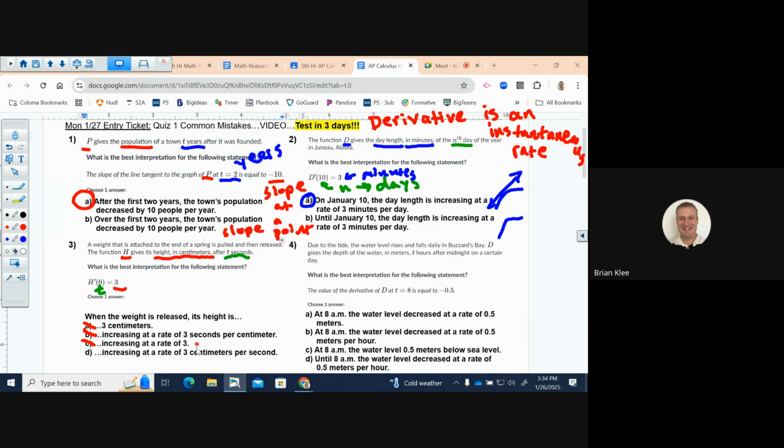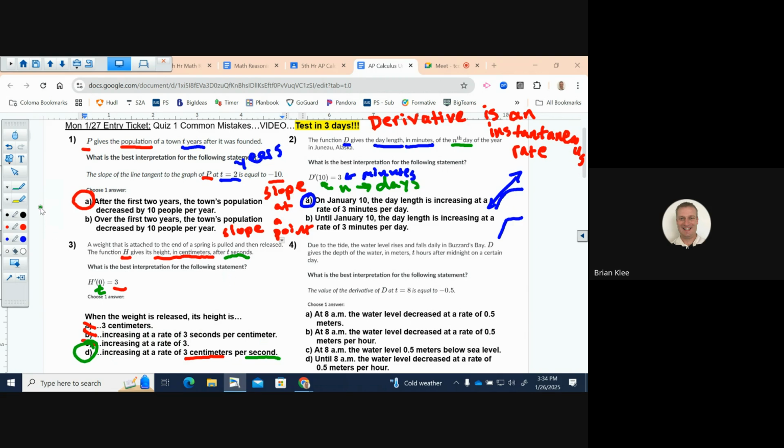We're ultimately going 3 centimeters per second. So if you just know that rates are always some unit per some other unit, picking the correct answer, which happens to be D, it should be kind of on the easy side.